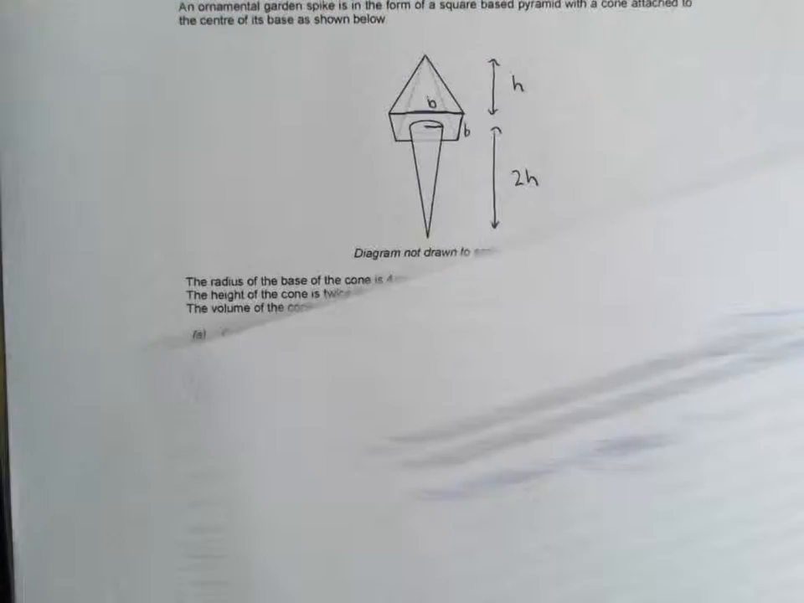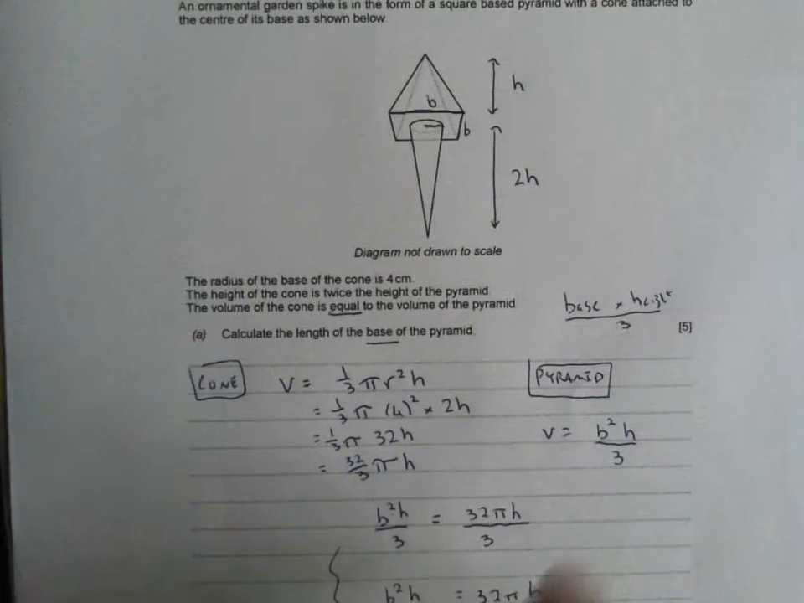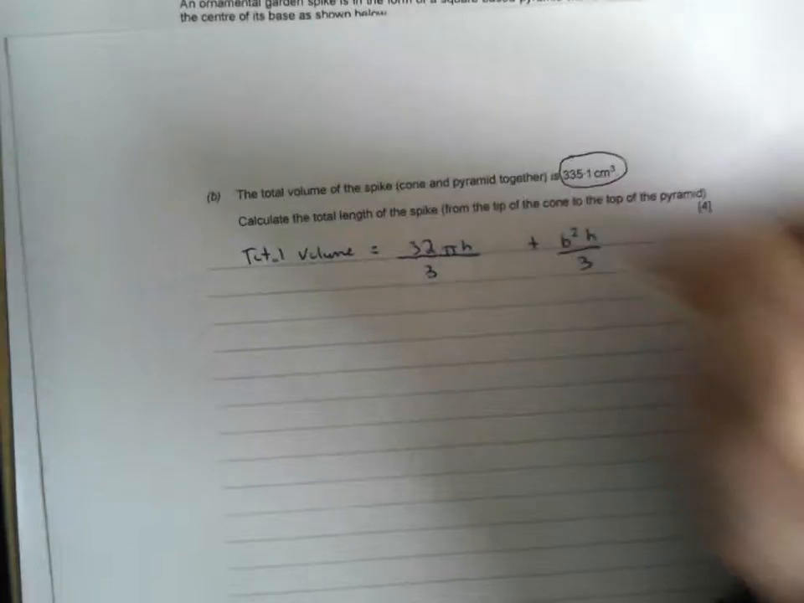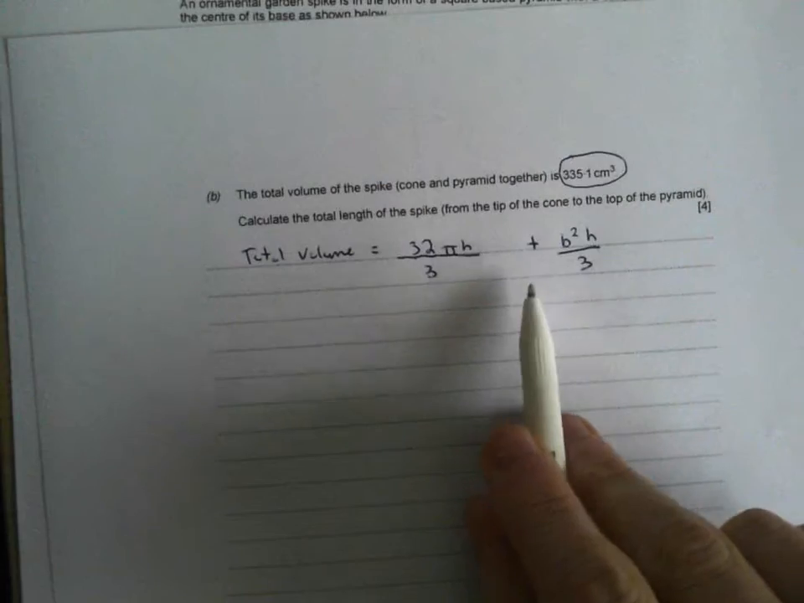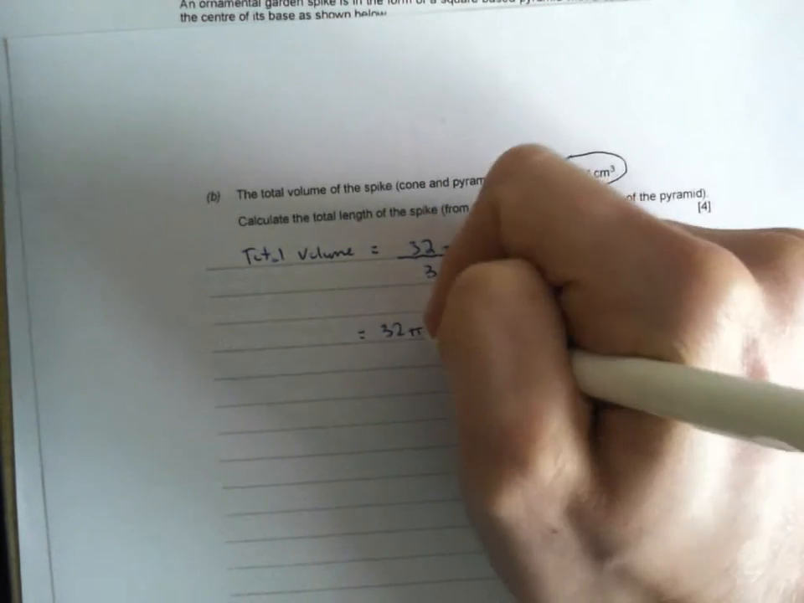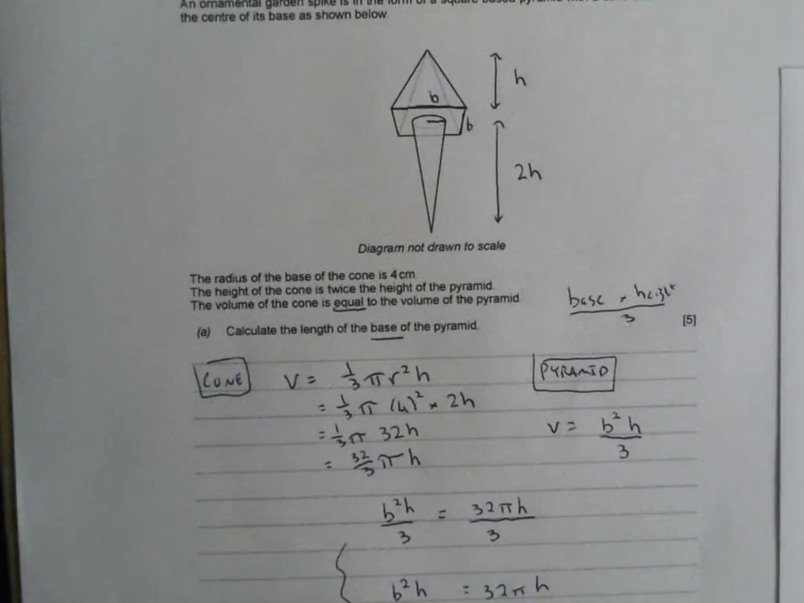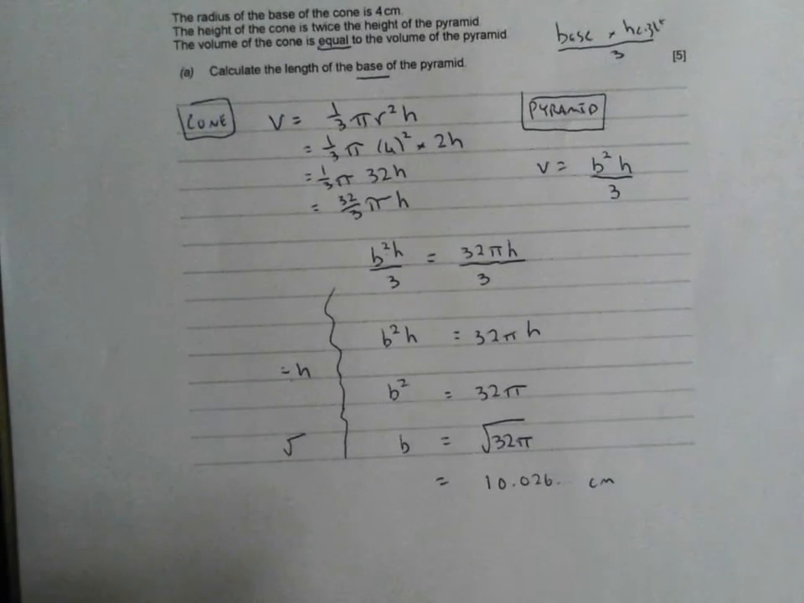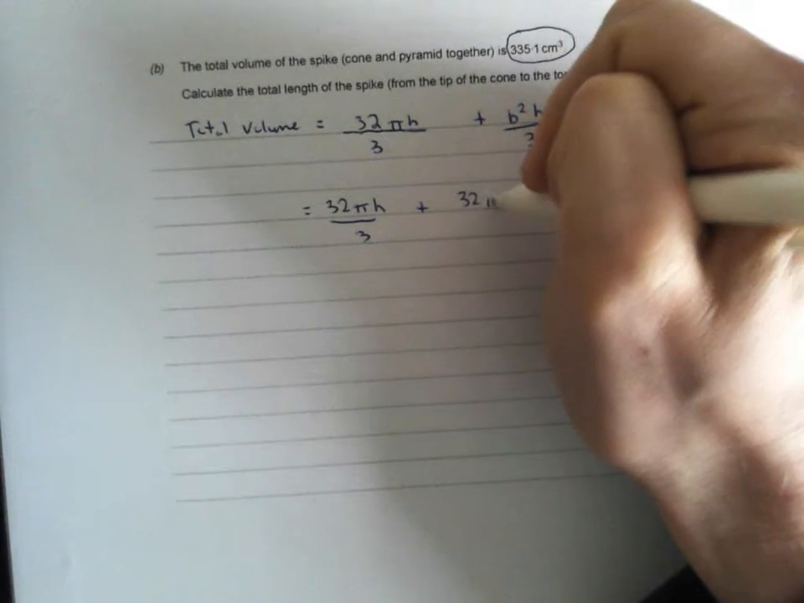Plus, what was my volume of my pyramid? Well, we had that there as b squared h over 3. Now, the good news there is I know what b squared is now. So that's at least going to give me something to work with. I'm just going to leave that for accuracy. Do you see that down there? B squared is 32 pi. So I'm going to put that as 32 pi h over 3.